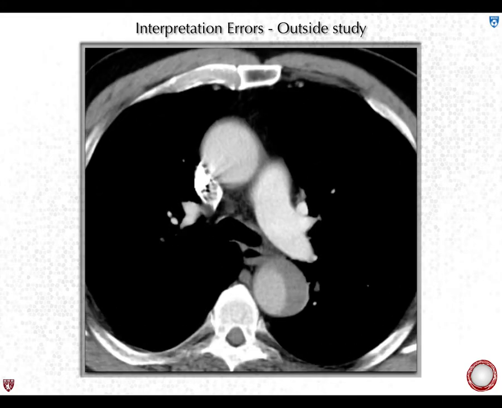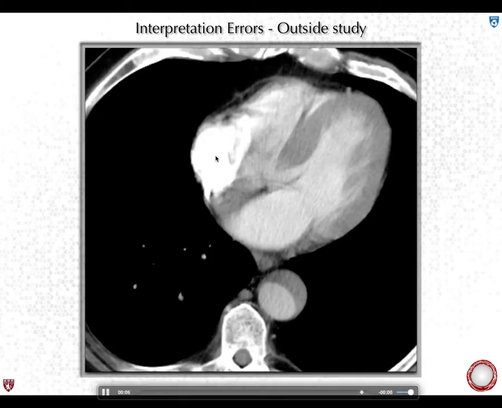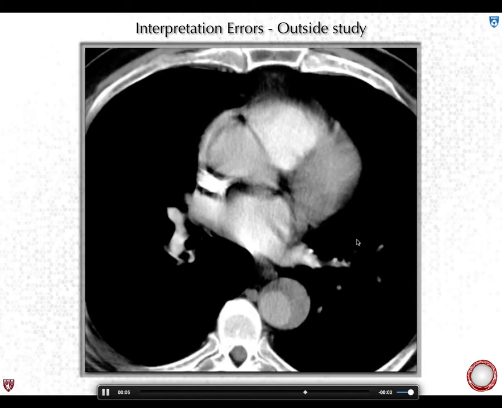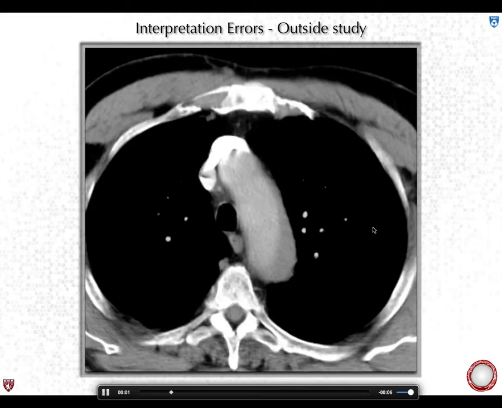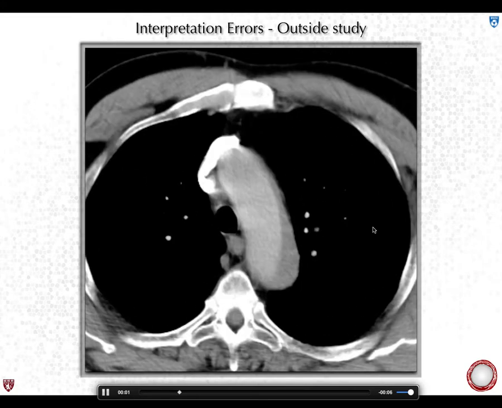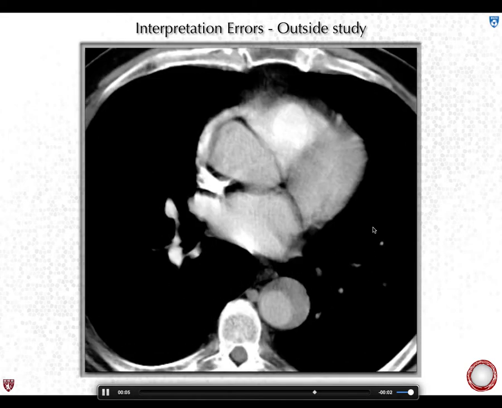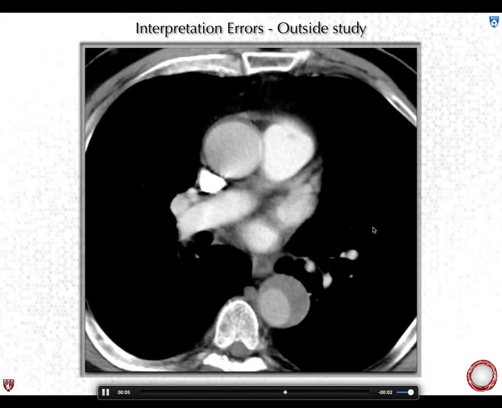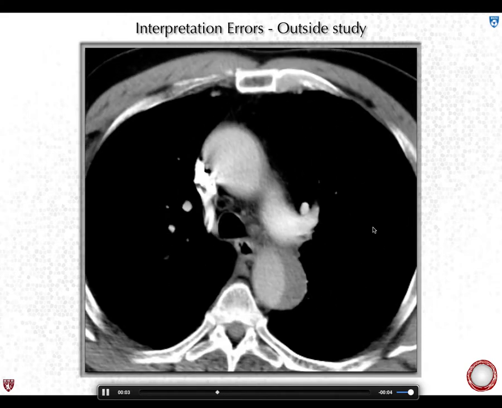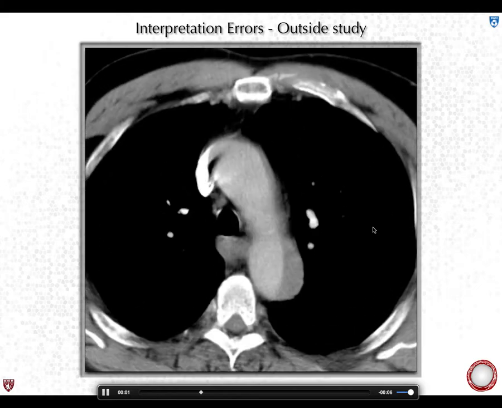Here's an example of an interpretation error. This is an outside study. What do you guys think? IMH? Type A or type B? That's the question here. Is the ascending aorta involved? Yes. Does anybody say no? So that was the read from the radiologist at Cape Cod when this patient came in.